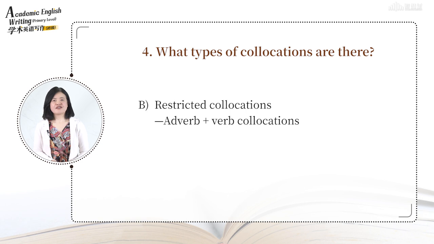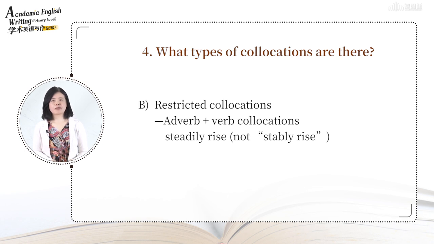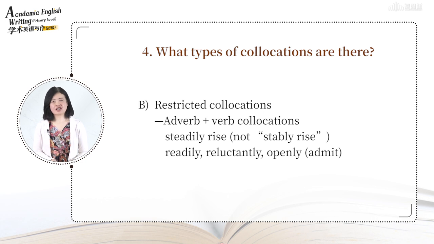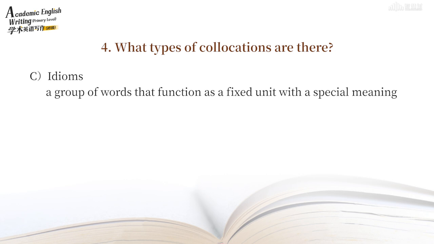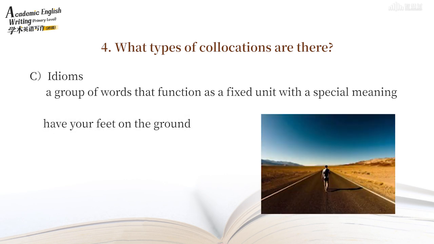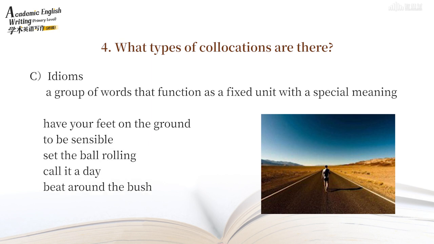7. Adverb-verb collocations. For instance, we often say steadily rise, not stably rise. And we often use readily, reluctantly, openly, etc. to modify admit. Lastly, there are idioms. An idiom is a group of words that function as a fixed unit with a special meaning. For example, have your feet on the ground is an idiom meaning to be sensible. Set the ball rolling, call it a day, beat around the bush are all examples of idioms.